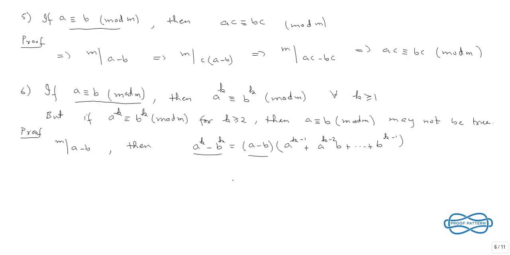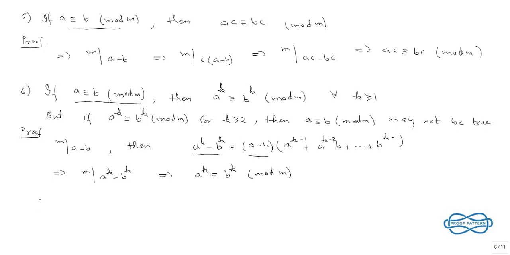And since m divides A minus B, then m will divide any multiple of A minus B. So this means m divides A^k minus B^k, and this means that A^k is congruent to B^k mod m.